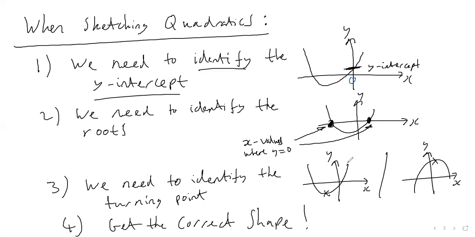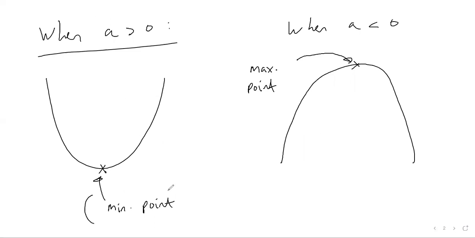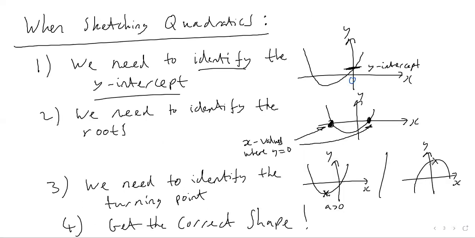Point number 3, we need to identify the turning point as well. Some of these quadratics, the ones where you've got a greater than 0, will have minimum points, and we've illustrated that here. You get a minimum point there. And when you've got a negative a value in your quadratic, a negative coefficient of x squared, you get a maximum value up here. So this is when a is less than 0. It's key to make sure we identify that coordinate exactly, and get the correct shape just by looking at the a coefficient.